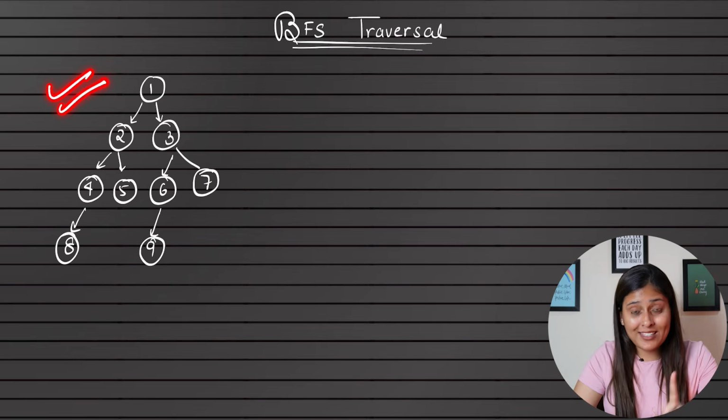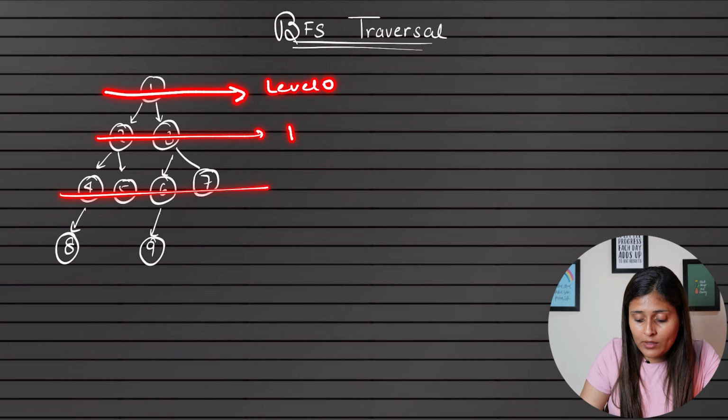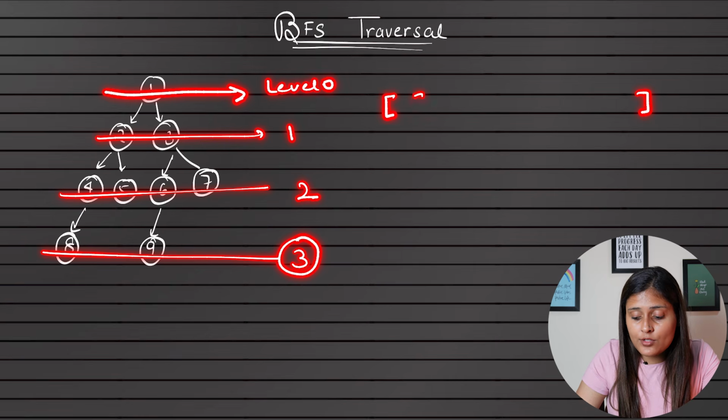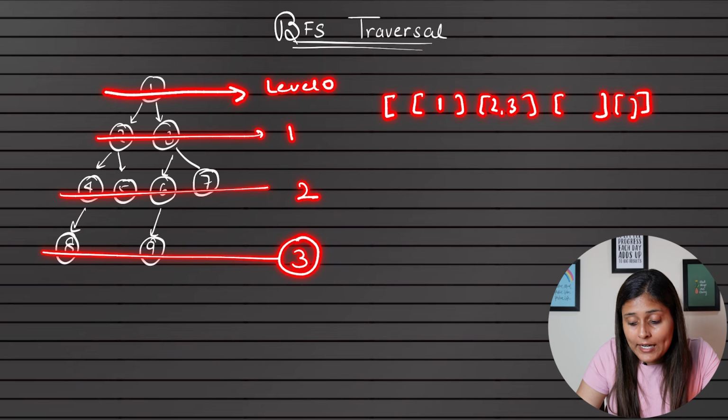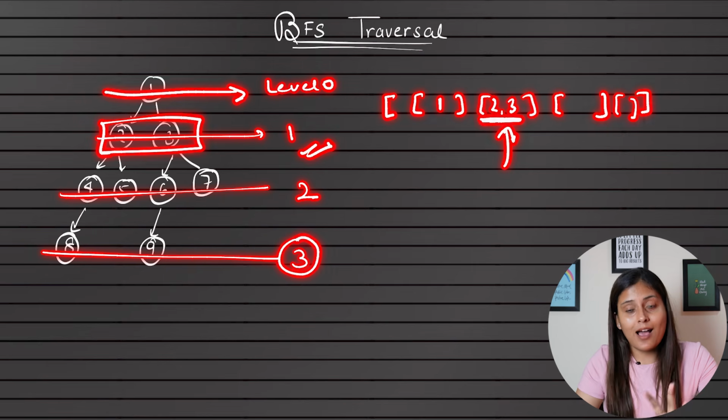If we talk about this tree, this will come at level 0, okay, this will come at level 1, this will be at level 2 and this will be at level 3, okay. So we have to print a list of lists, where we have to print every number which occurred in that level. So 2 and 3 are the nodes which occur at level 1. Okay, this is the task which we have to do.